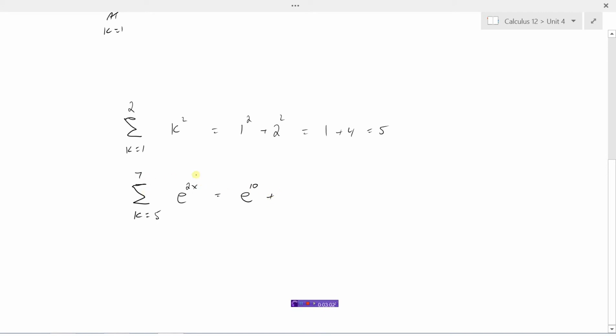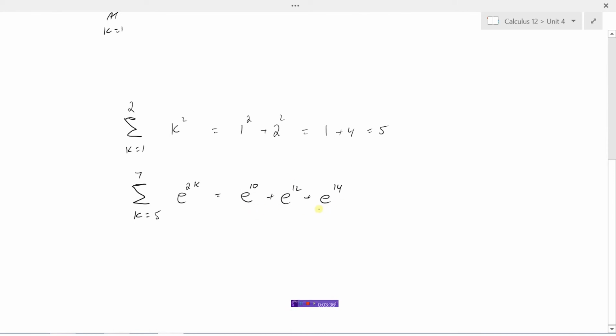Oops, sorry. I got different variables here. Usually we use k when we're working with sigma notation. So if I started with k equals 5 here, I should have had k here. My variables are the same. So let's start again. We put 5 in for k. 2 times 5 is 10, so I have e to the 10. Then I'd put 6 in for k. That's e to the 12. And finally I'd put 7 in for k, and that would be e to the 14. I can't really add these up, so I would simply have to leave it like that.